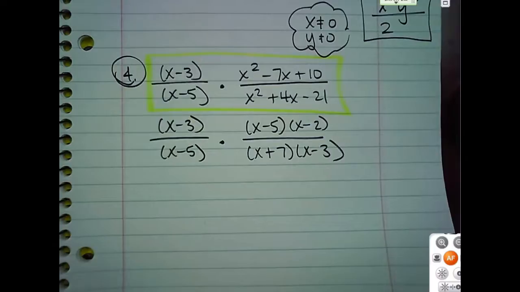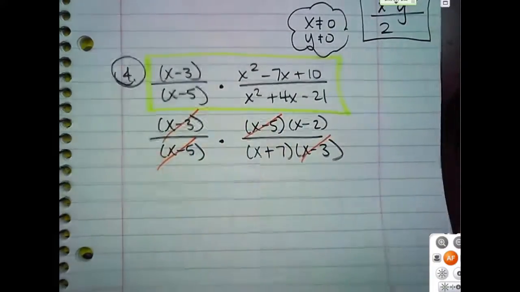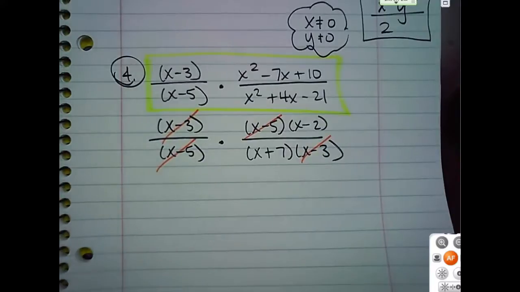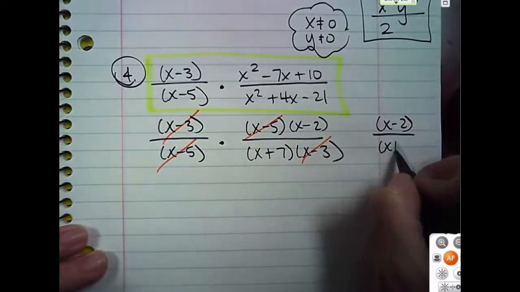What do you see now? What can we do now? Perfect. We can cancel. So we're going to cancel the 5s. Cancel the x minus 3s. Easy, isn't it? And you're left with an x minus 2 over an x plus 7.